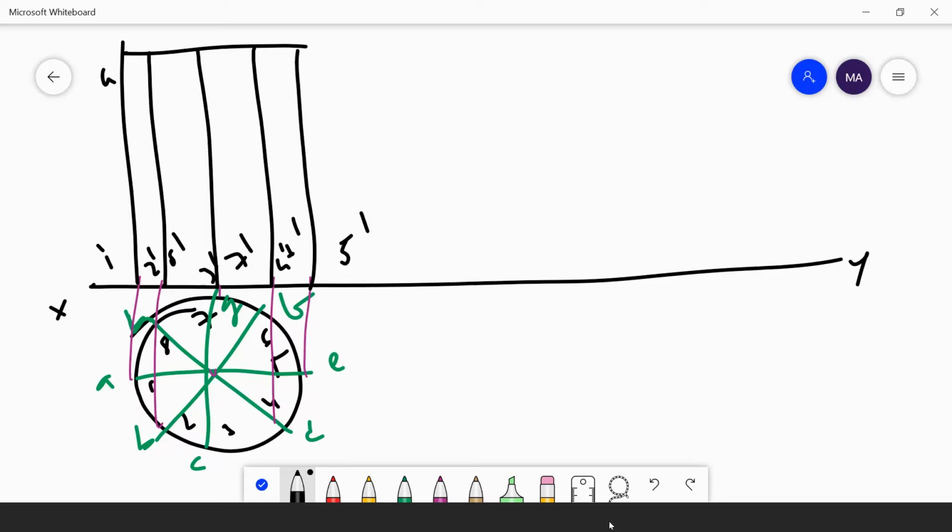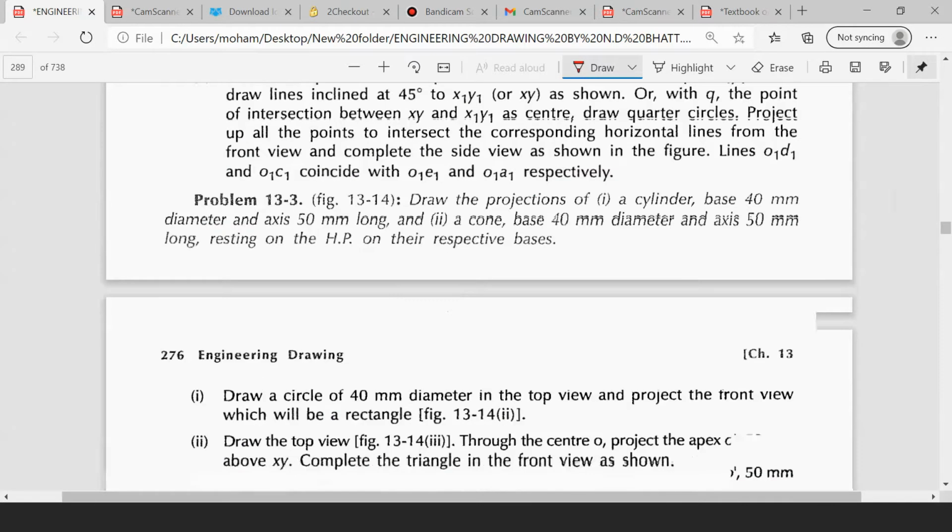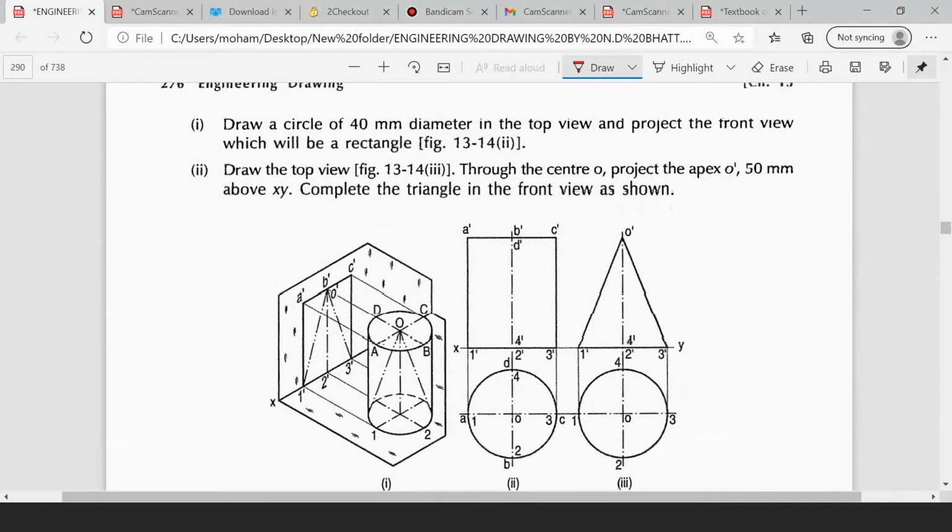Here you have A dash, here you have B dash, H dash, here you have G dash, C dash, here you have D dash, F dash, here you have E dash. Understand? In this way you have to draw the cylinder. If you want to draw the cylinder, this is the procedure you need to follow. Okay, he has drawn the cylinder here. He has only taken 4 divisions. Okay, you can take each division for drawing it easily.